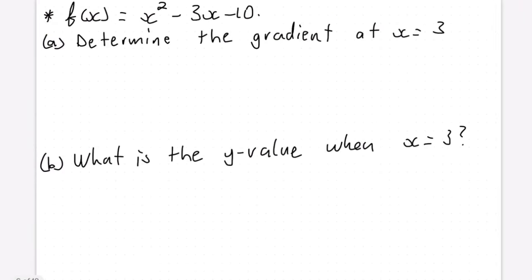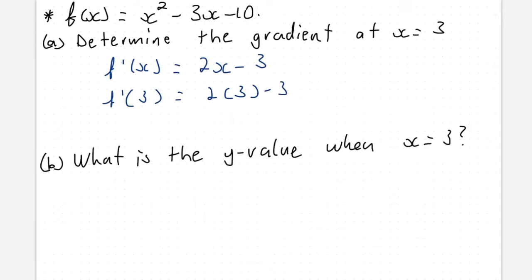Now have a look here. We're told that f of x is equal to x squared minus 3x minus 10 and asked to determine the gradient at x is equal to 3. We would say, well, f prime of x, the gradient or the first derivative, is represented by 2x minus 3. And so the gradient at an x value of 3 would be 2 times 3 minus 3, meaning it's 6 minus 3, meaning that it's 3. Okay, so the gradient there would be 3.